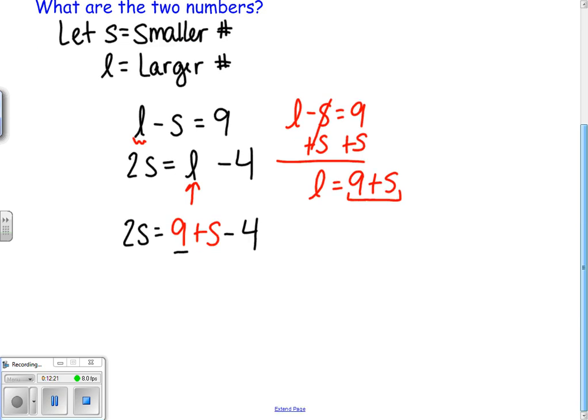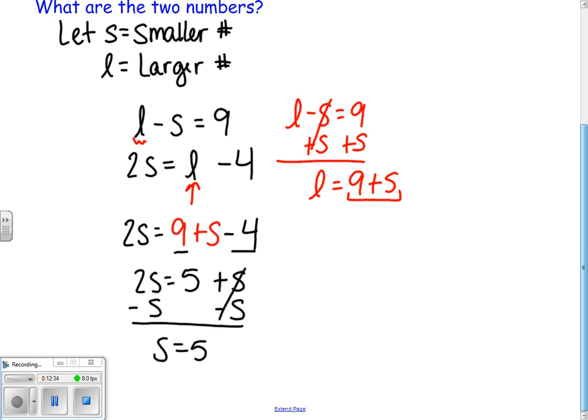Combining the like terms on the right, 9 minus 4 is 5, so I get 2S equals 5 plus S. And if I get all of the variables, the S's, to the left, I get S equals 5. So the smaller number is 5. You have a ton of places where you can put that smaller number to get a larger number back out. I'm going to choose right here. The larger is 9 plus that 5, so the larger is 14.